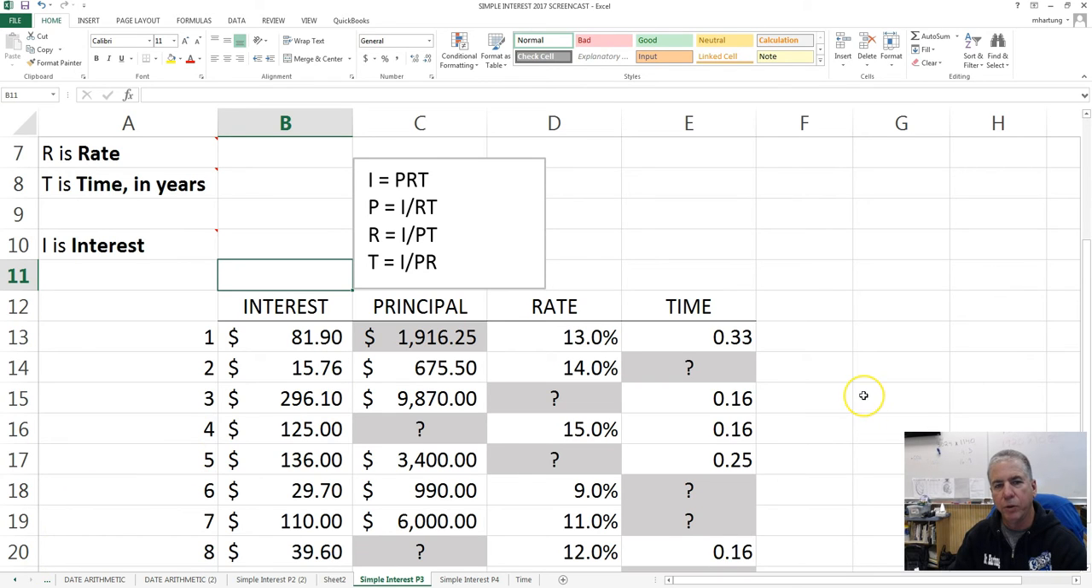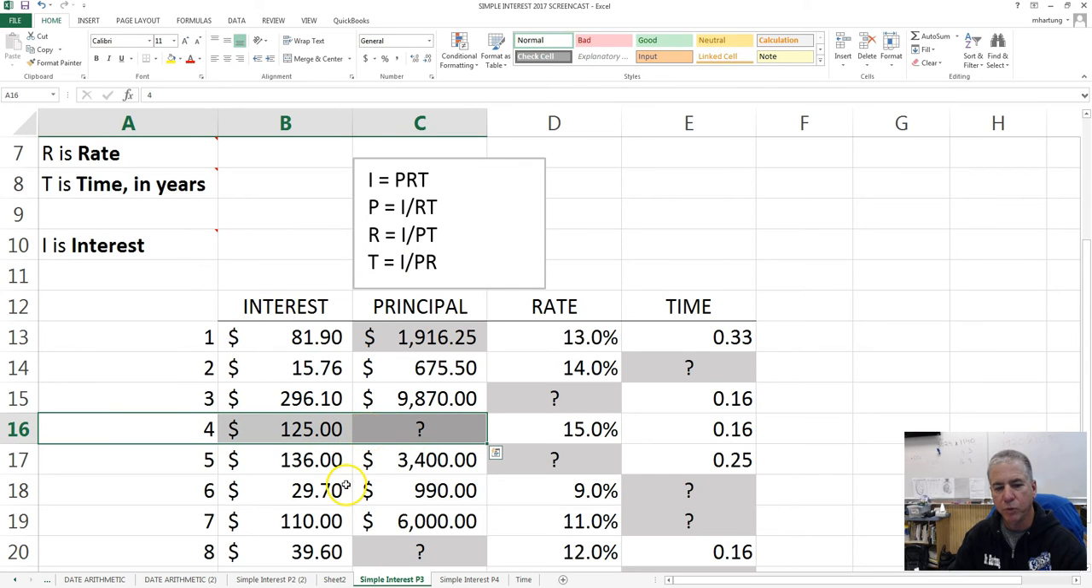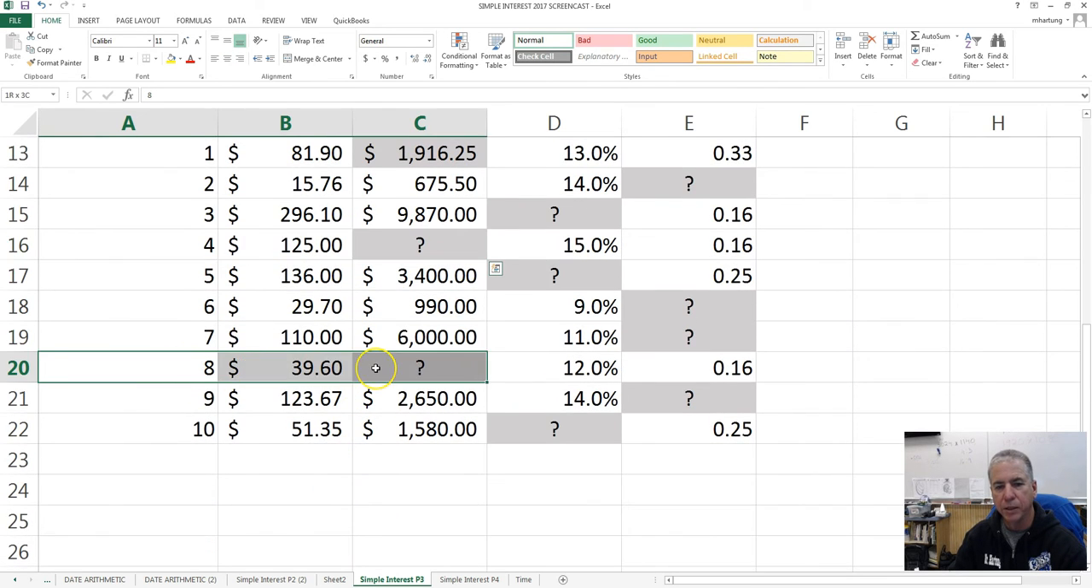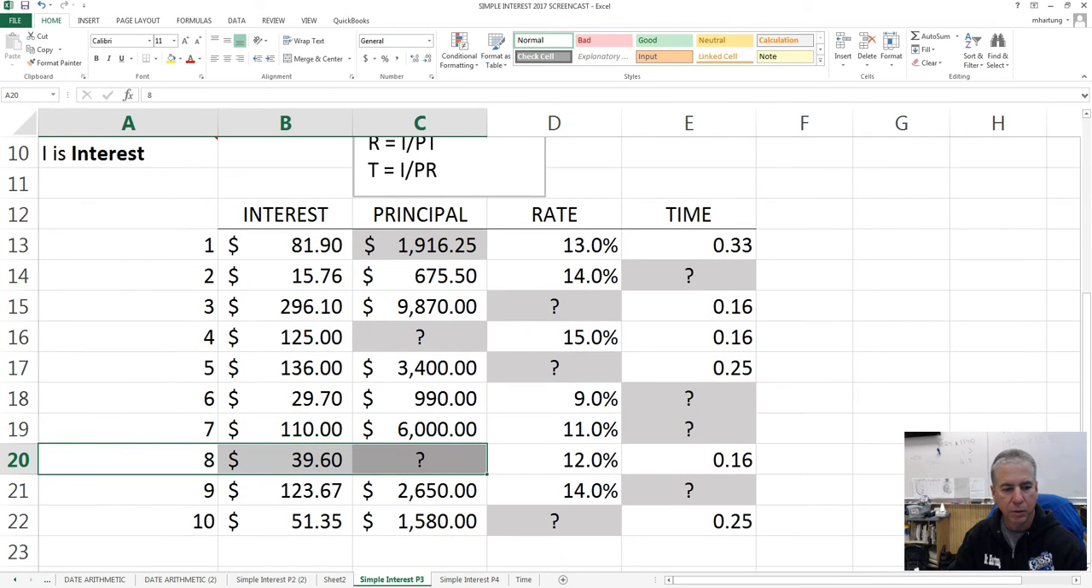So before we go any further, go ahead and complete line 4 to find principal and line number 8. So you can go ahead and practice that. So go ahead and calculate the principal and then come on back and we'll talk about looking for rate.